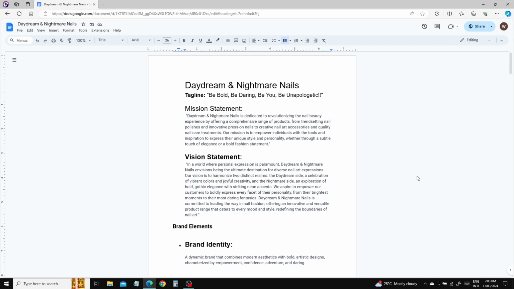This helps you decide how you're going to build your brand, how the brand is going to be seen, how you want it run. It will help keep you on track, and it helps the AI stay on track. So the very first thing, you've got the name for your brand right there, which is Daydream and Nightmare Nails. Tagline: be bold, daring, be you, and be unapologetic. That's the whole message for my brand.